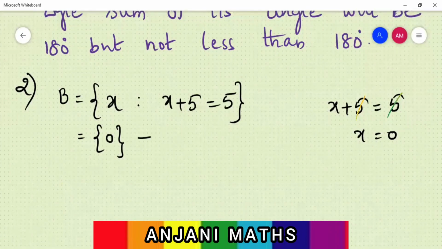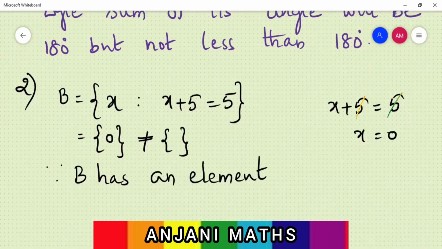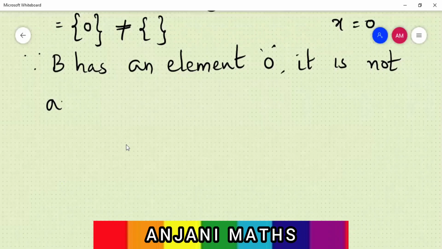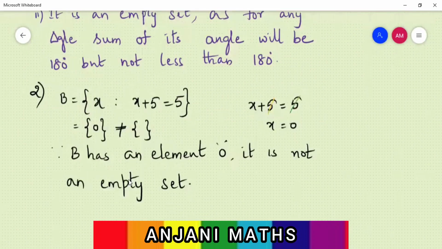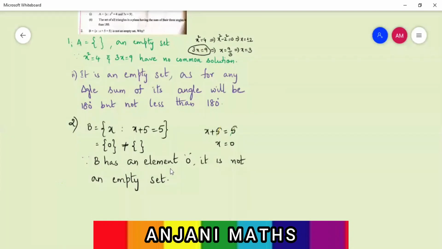Whether this is an empty set? No, it's not equal to the empty set. Empty set means it has no elements. Since B has an element 0, it is not an empty set. That's all. That's the reason. Clear? So if any set has an element, then we say that it is not an empty set. So for any set, when an equation is given as a condition, first we have to solve that equation. Then only we get the elements in that set.